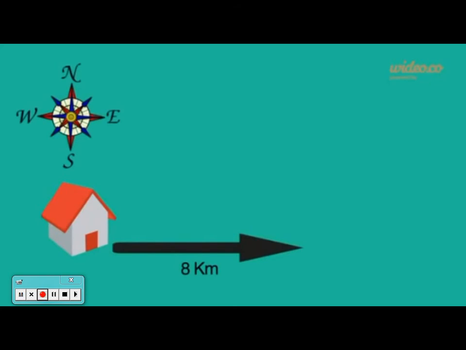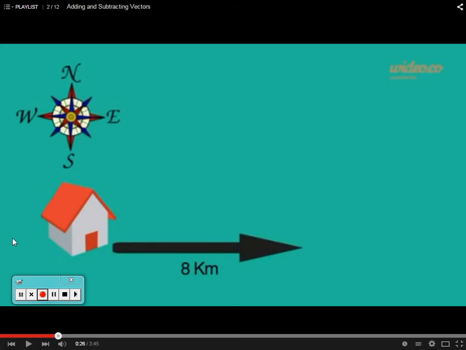But let's have a look at this situation. I live at home here. It's my home, and I'm going to travel 8 kilometres east, using my compass rose. I'm going to walk in that direction. And now I decide, after the big walk of 8 kilometres, that I'm going to travel 6 kilometres north. Are we okay with my journey? 8 kilometres east and 6 kilometres north.